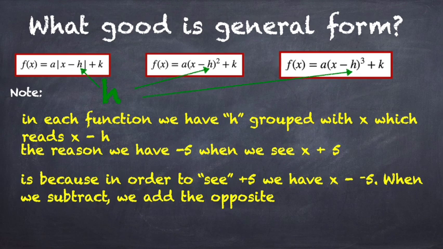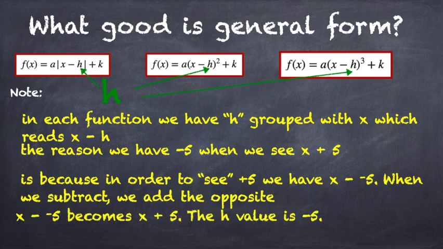When we have subtraction, we add the opposite. So x minus a negative 5 becomes x plus 5. So the h value would be a negative 5. And again, I would have a horizontal shift left 5 units.